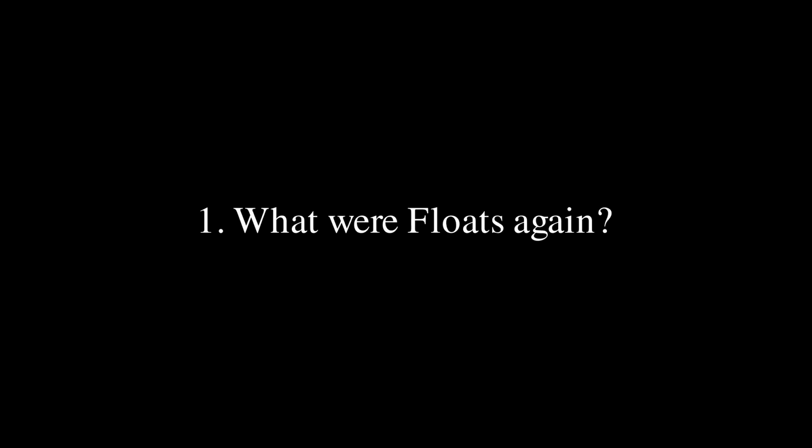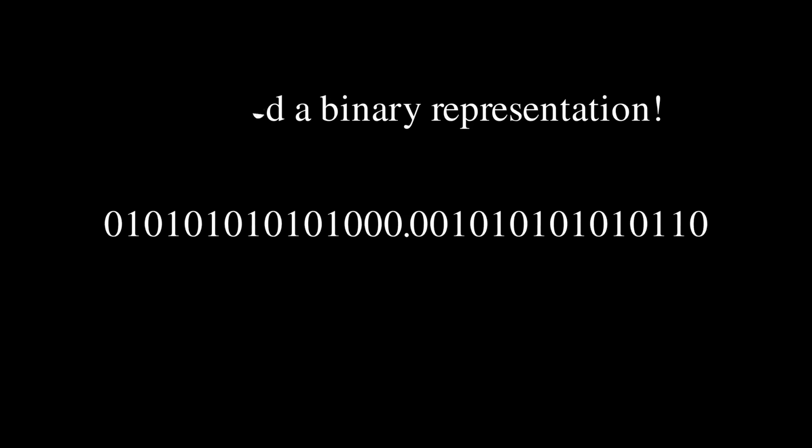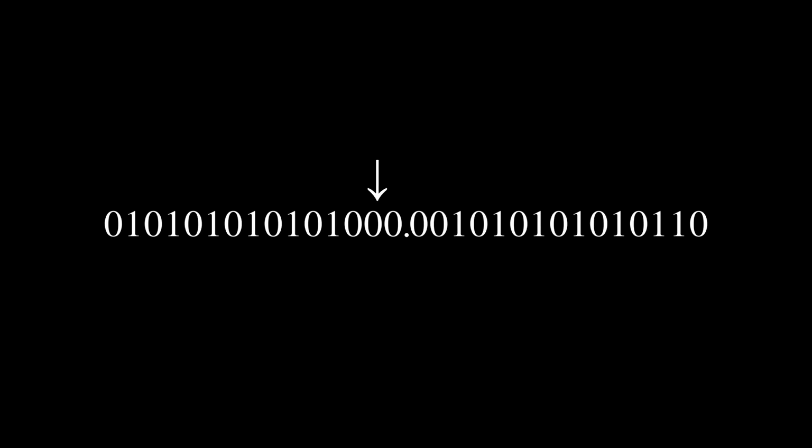Wait, what were floats again? How do we introduce decimals to our regular binary number? Well, we could just put a decimal point somewhere. This point is called the radix point. In front of the point, we count our numbers like normal: 1, 2, 4, 8, and so on. After the point, we have halves, fourths, and eighths, and any combination of them, resulting in this number.